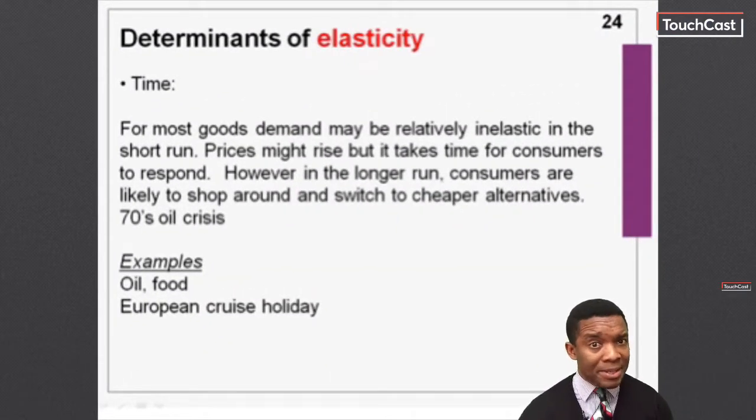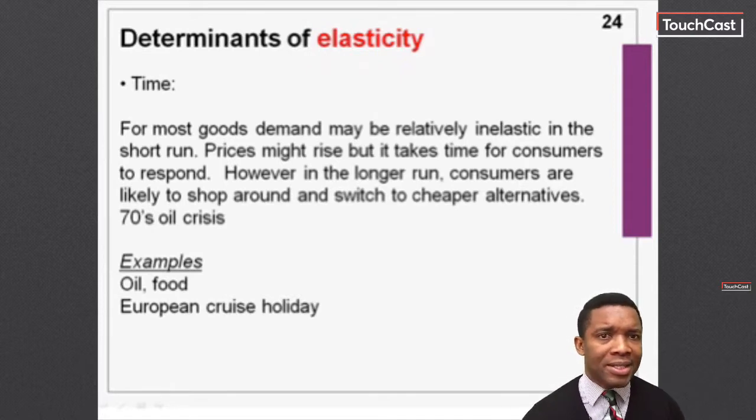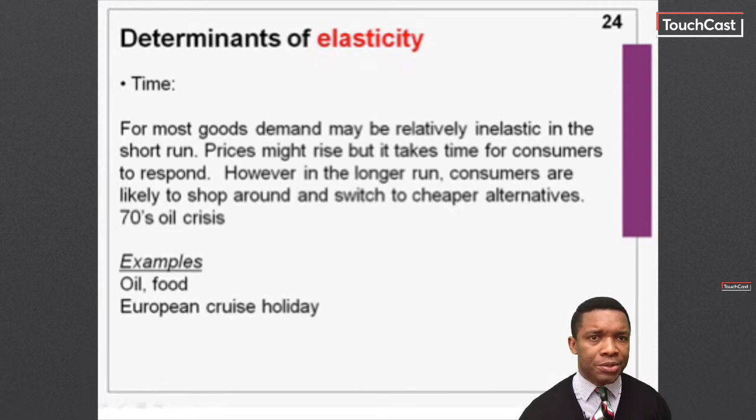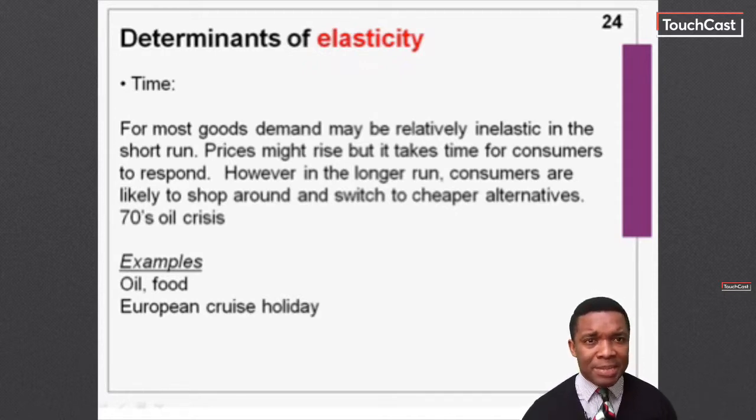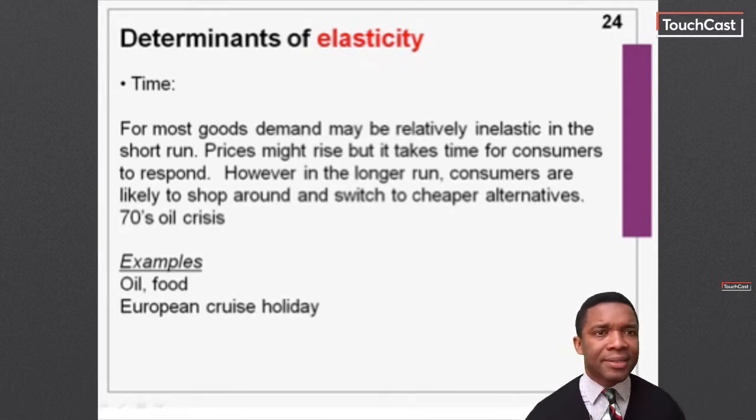Now let's move to the second determinant, which is time. Time is important as it is likely to influence the introduction of new products. At first, when new products are introduced into the market, they may only have few substitutes. However, as they become successful, new entrants will come into the market and begin to compete. Hence, at the beginning, demand is likely to be inelastic. But in the long run, especially as more products enter the market, demand is likely to become more elastic.